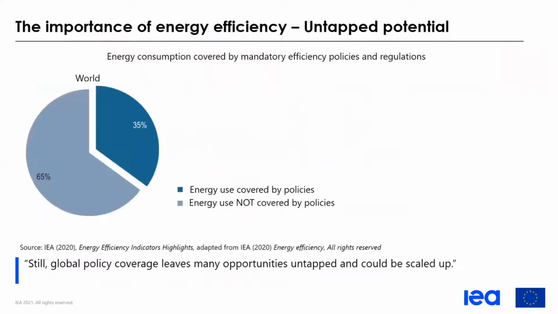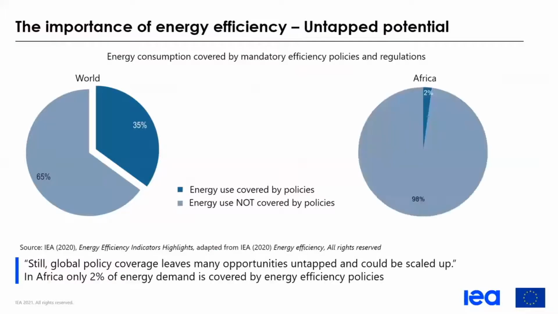However, there is still a very high portion of energy consumption that is not covered by energy efficiency policies, and this represents a large potential for action. Only 35% of the global energy consumption is subject to mandatory efficiency standards. And it's estimated that in Africa, only 2% of energy demand is covered by energy efficiency policies. This is why it's very important to have detailed data in order to be able to study energy efficiency trends in depth, to know the priority areas and where we stand, to set the targets, and to track and monitor the actions.